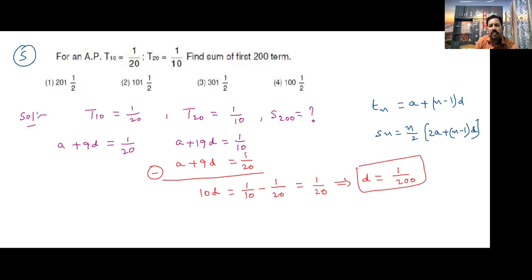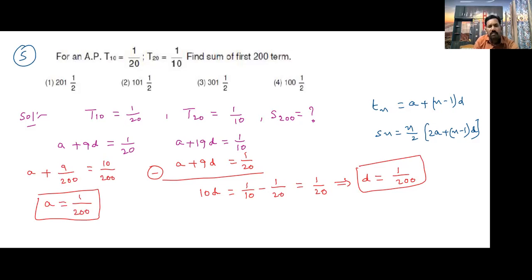This d value, substitute in any one of the equations. I am going to substitute here: a plus 9 by 200 is equal to 1 by 20. That is, I am writing 10 by 200. 9 by 200 sent to the right hand side. Overall, the a value is also 1 by 200 only.